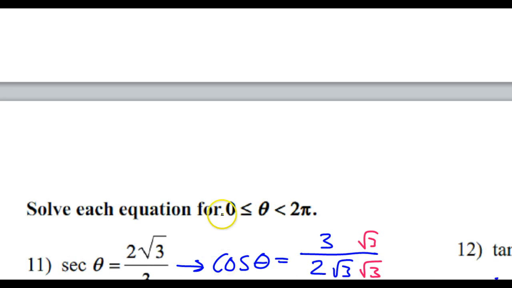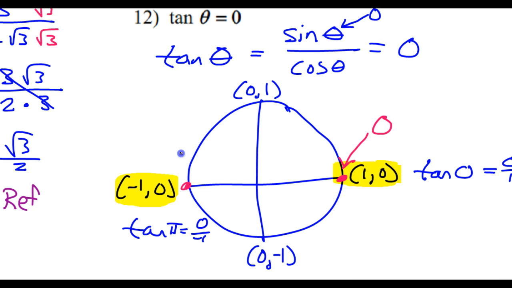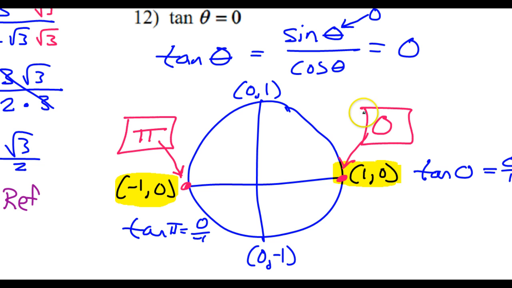Now, as I have to choose between calling it 0 or calling it 2 pi, I need to look at the directions. They said they want theta to be between 0 and 2 pi, but it has to be less than 2 pi, not equal to. It can equal 0. So there's my answer. I'm going to go with calling it 0. So 0 and pi. Those are the 2 answers for number 12.